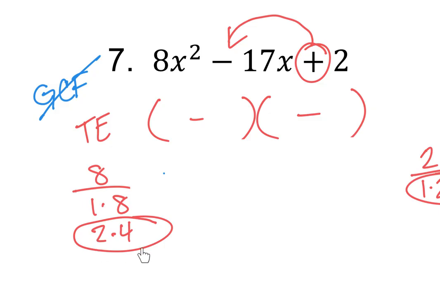So we'd have to switch and put 2 with that 2. Can that 2 go with that 2? Nope, because they would have the same common factor. So therefore, we can't use 2 and 4, but we can definitely use 1 and 8. So let's put everything in here.